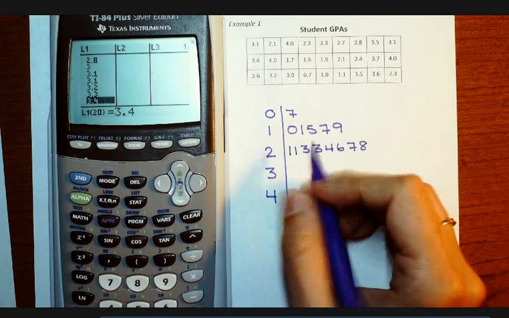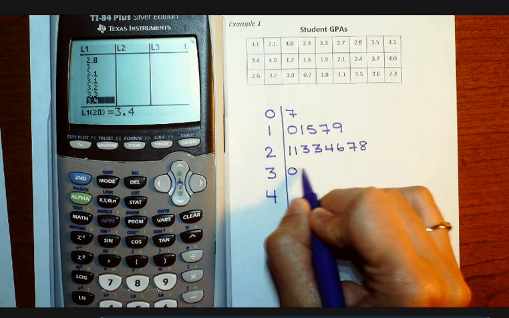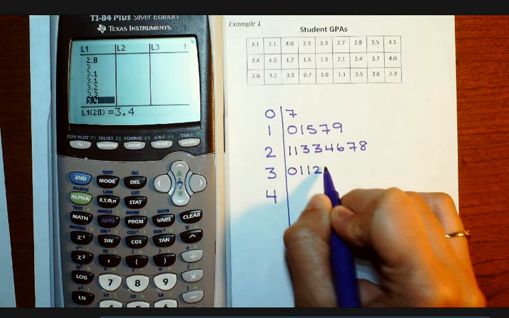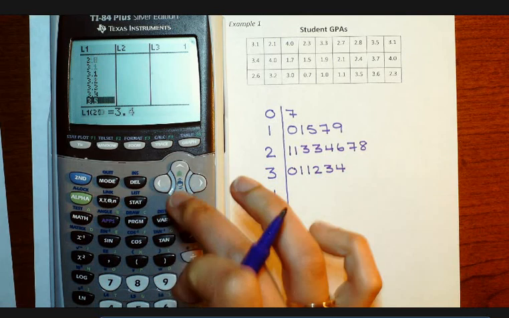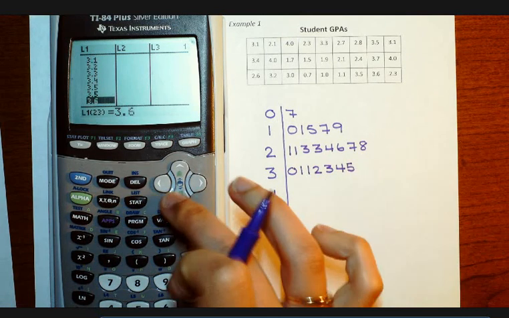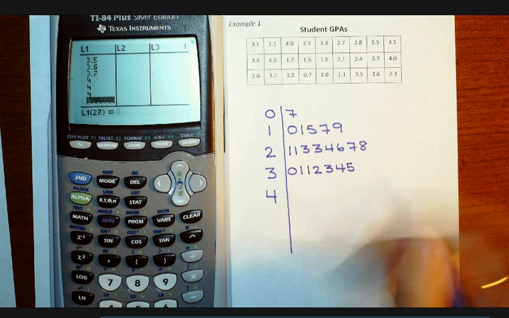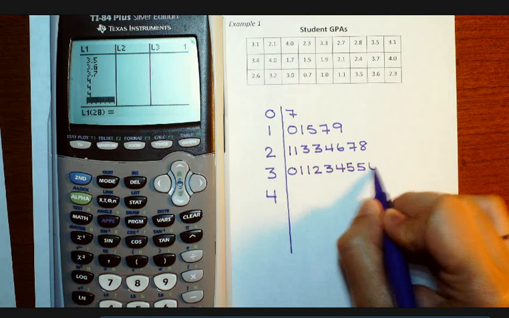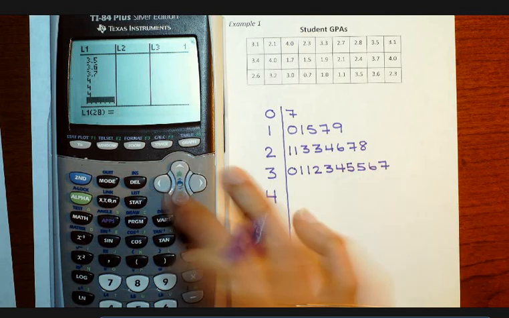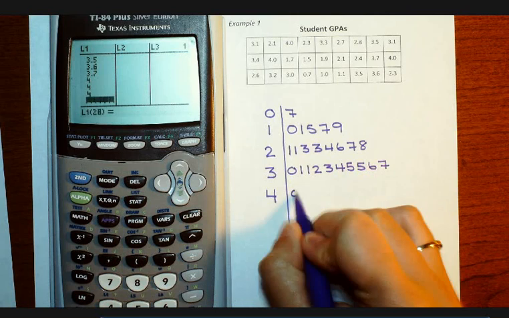Next, we move down to the 3's. We have a 3.0, a 3.1, a 3.1, a 3.2, a 3.3, a 3.4, a 3.5, another 3.5, a 3.6, and a 3.7. And then finally, our last digits, we have 4.0 three times.